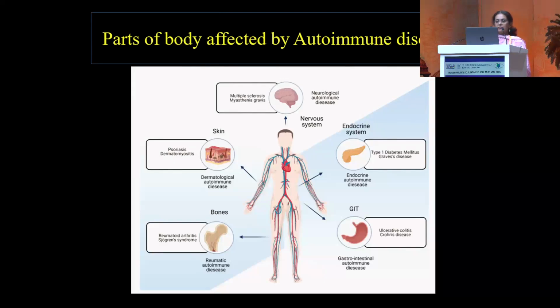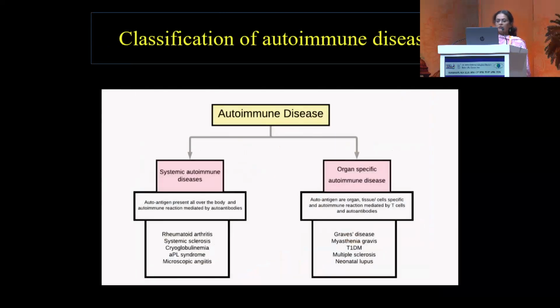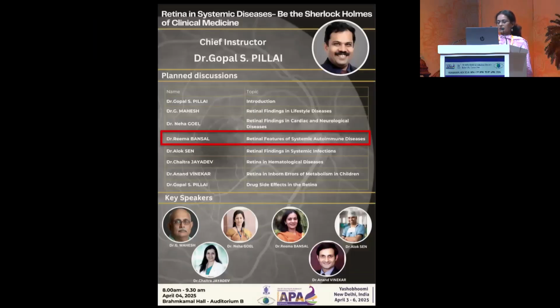Most of the body parts can be affected by the autoimmune diseases. Broadly, the autoimmune diseases are classified as systemic autoimmune diseases or organ-specific autoimmune diseases. In systemic autoimmune diseases, the autoantigens are present all over the body, and the autoimmune reaction is mediated by autoantibodies. In organ-specific autoimmune diseases, the autoantigens are the organ or the tissues or specific cells, and the autoimmune reaction is mediated by T cells as well as the autoantibodies. I'll be focusing on some of the systemic autoimmune diseases like rheumatoid arthritis, SLE, and so on.